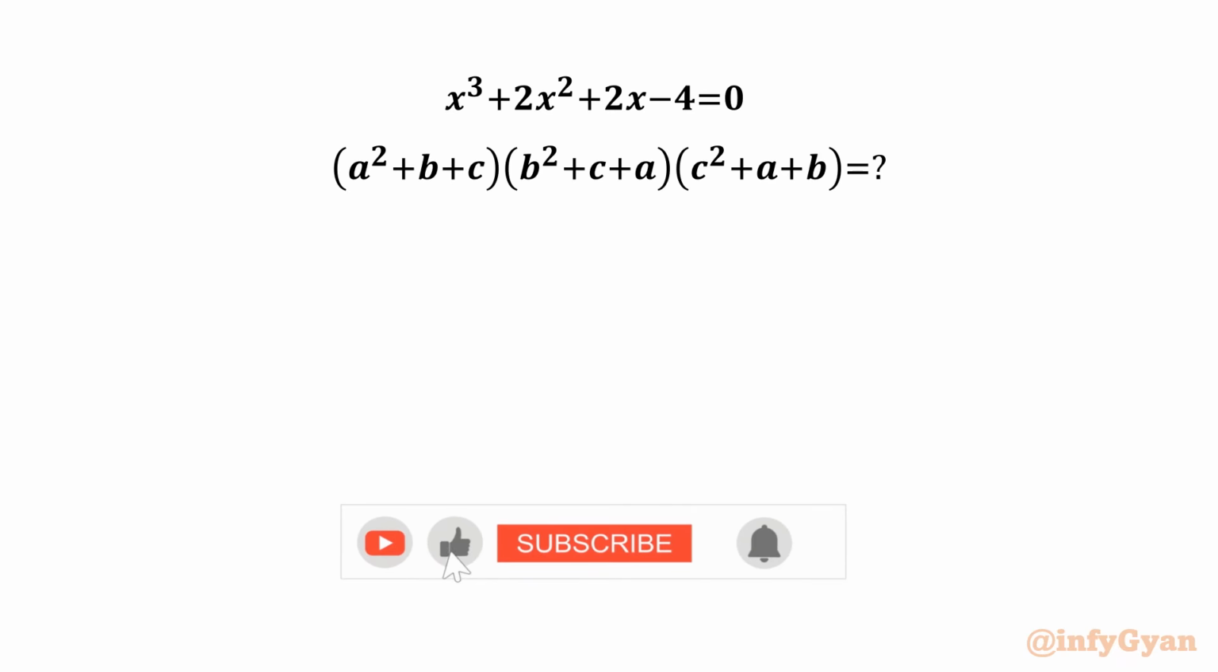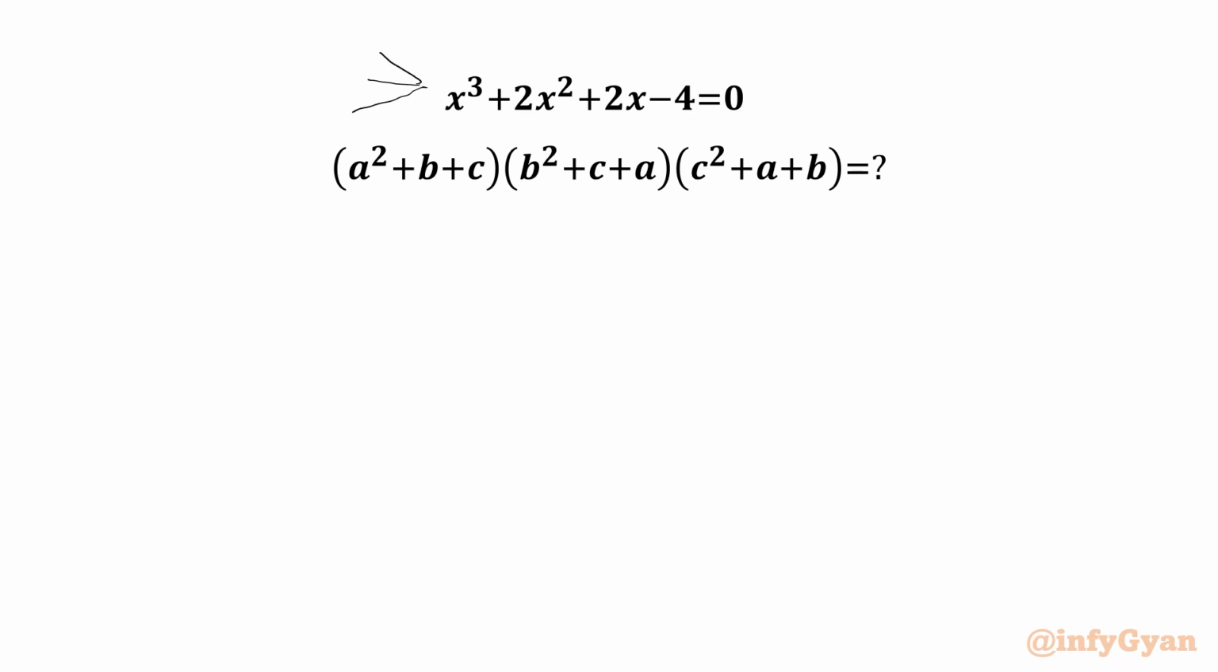Today in this video, we are going to solve one very interesting algebraic problem. Here we have one cubic equation whose roots are a, b and c. The equation is x cube plus 2x square plus 2x minus 4 equal to 0. Then we are asked to find the value of a square plus b plus c times b square plus c plus a times c square plus a plus b.